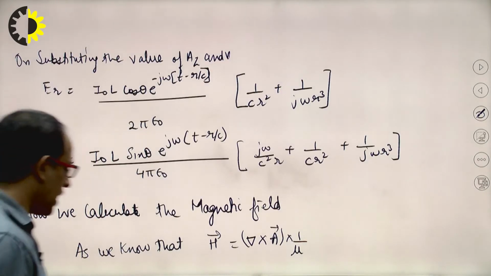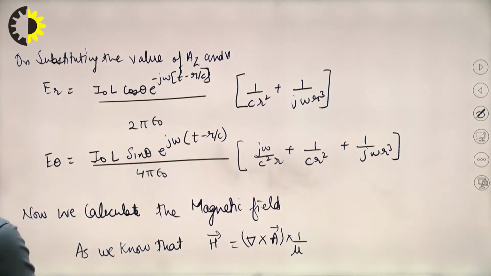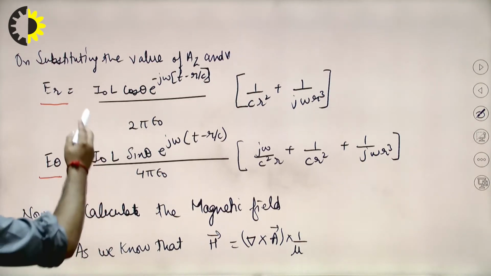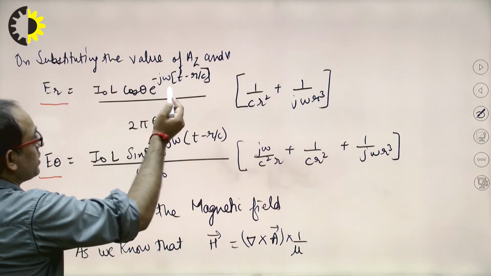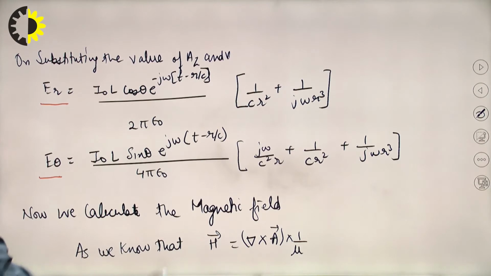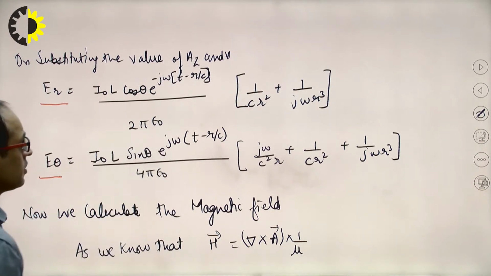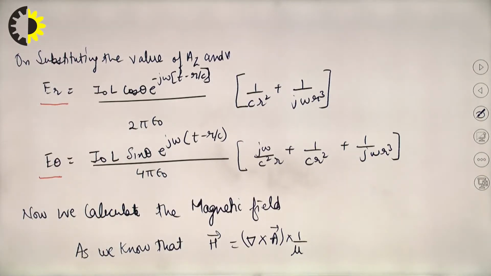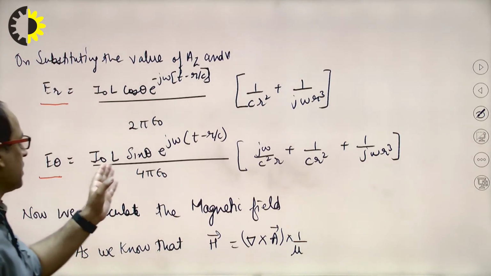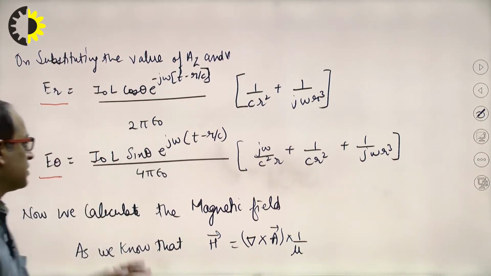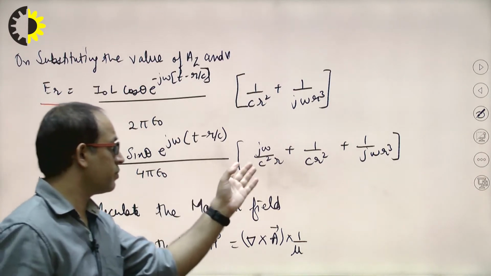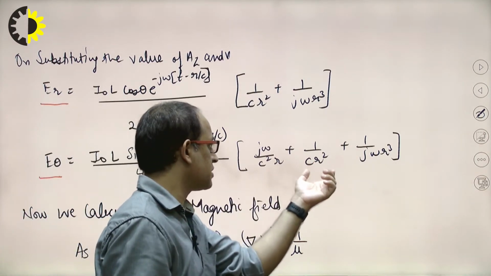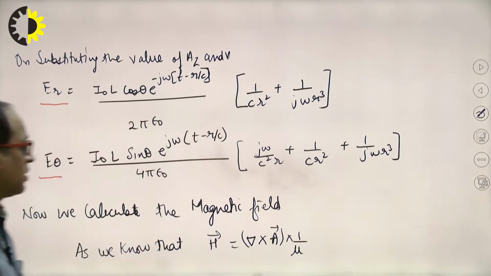Now in the last lecture we derived the r component and the theta component of the electric field, that is E_r equal to I naught L cos theta e to the power minus j omega (t minus r by c) divided by 2 pi epsilon naught, bracket start 1 by c r square plus 1 by j omega r cube. E theta will be I naught L sin theta e to the power j omega (t minus r by c) divided by 4 pi epsilon naught, bracket start j omega by c square r plus 1 by c r square plus 1 by j omega r cube.